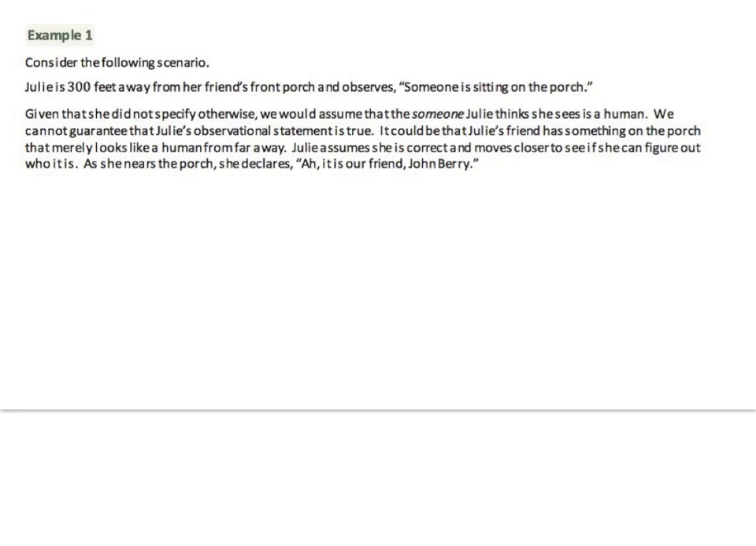Julie is 300 feet away from her friend's front porch and observes someone is sitting on the porch. Given that she did not specify otherwise, we would assume that the someone Julie thinks she sees is a human. We cannot guarantee that Julie's observational statement is true. It could be that Julie's friend has something on the porch that merely looks like a human from far away. Julie assumes she's correct and moves closer to see if she can figure out who it is. As she nears the porch, she declares, "Ah, it is our friend, John Barry."